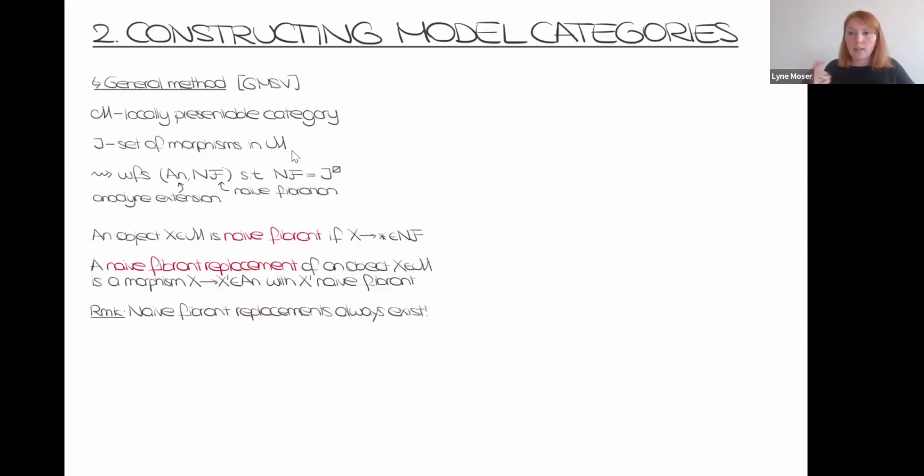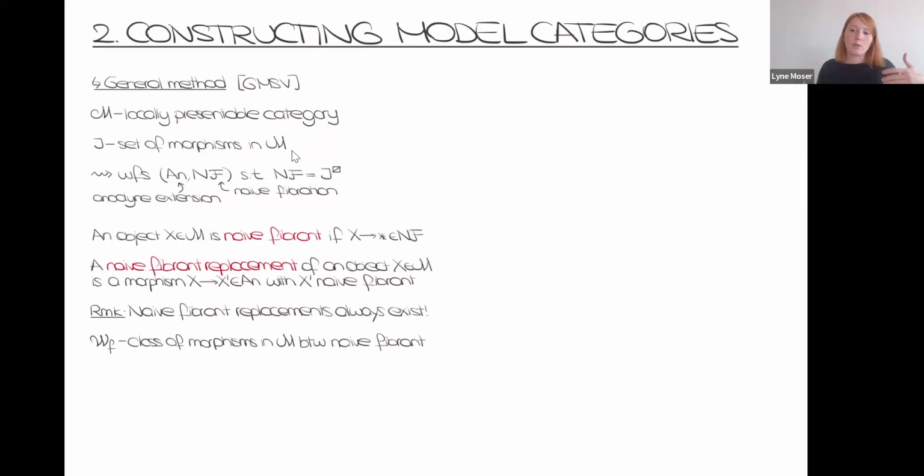And so for the exact same argument as we had at the beginning of the talk, because we have a factorization system, then we can always factor any map as an anodyne extension followed by a naive fibration. And so in particular, if I apply this to the unique map to the point, I can show that naive fibrant replacements always exist. Okay, and so this is for the class of fibrant objects.